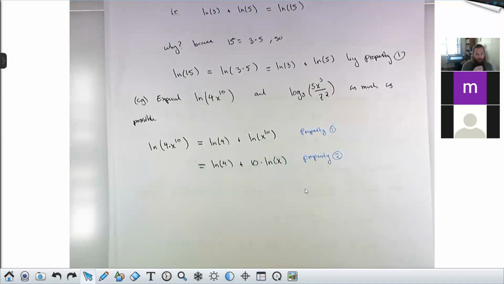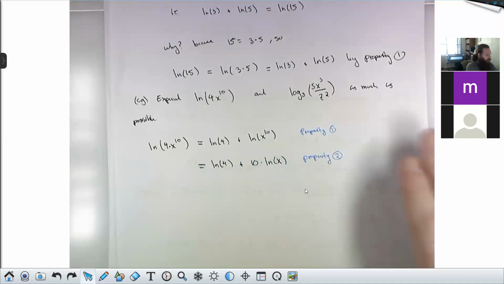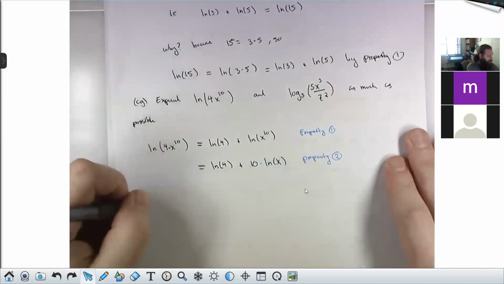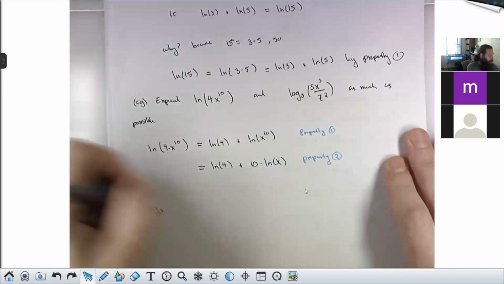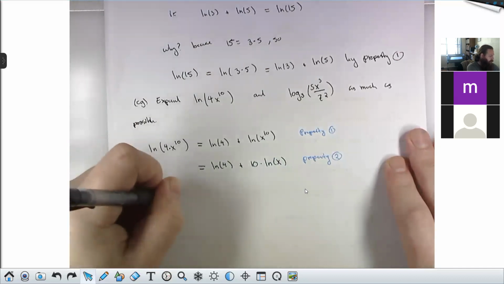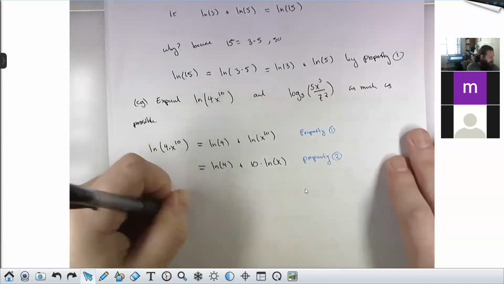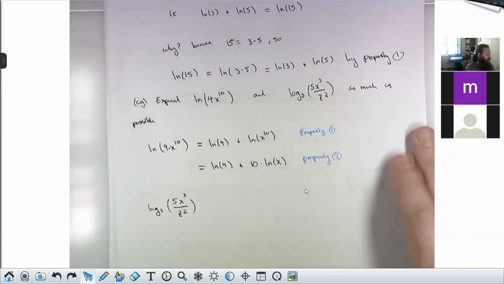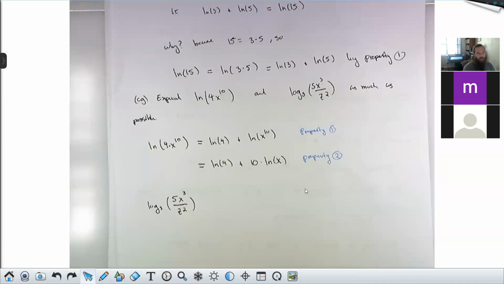All right, let's look at the other fellow. I have the base 3 log of 5x cubed over z squared. And I want to know, how can I start pulling this apart using those log properties?